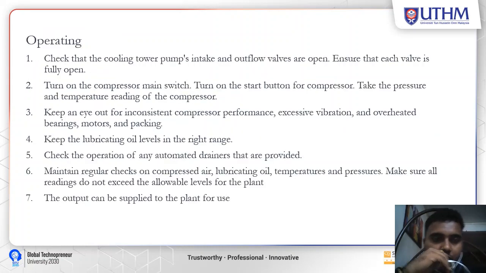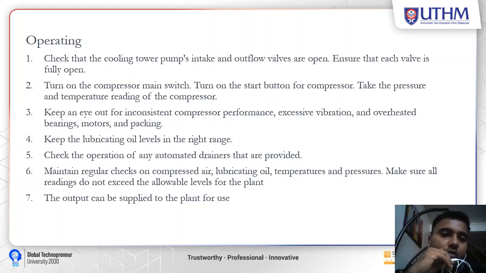When we are operating the air compressor, we need to check that the cooling water pump's intake and outflow valves are open, so ensure that each valve is fully open. Then turn on the compressor main switch, turn on the start button for the compressor, and then take the pressure and temperature readings of the compressor. The third is we must always keep an eye out for inconsistent compressor performance, like excessive vibration and overheated bearings, motors, and packing.